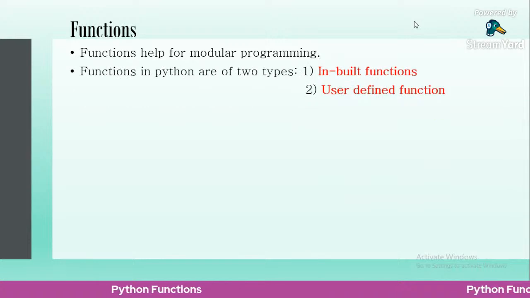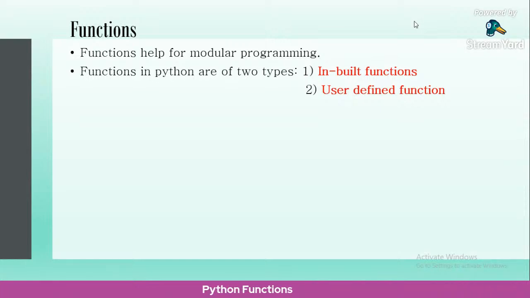Now, in Python, there are two types of functions. One is the inbuilt function and another is the user-defined function. For example, the print function we use in Python is an inbuilt function. We just pass the text inside the print, and the definition of the print is written somewhere in a file. So there are two types of functions in Python: inbuilt function and user-defined function.